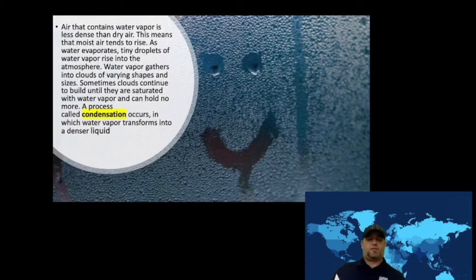Air that contains water vapor is less dense than dry air. This means that moist air tends to rise. As water evaporates, tiny droplets of water vapor rise into the atmosphere. Water vapors gather into clouds of varying shapes and sizes. Sometimes clouds continue to build until they are saturated with water vapor and can hold no more. A process called condensation occurs, in which water vapor transforms into a denser liquid. In other words, clouds form and they become snow or rain, okay?